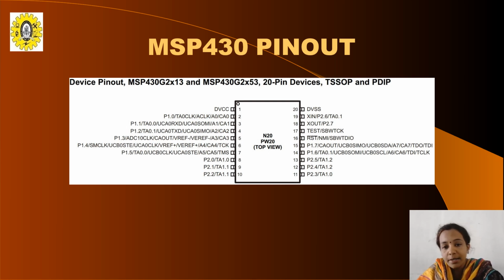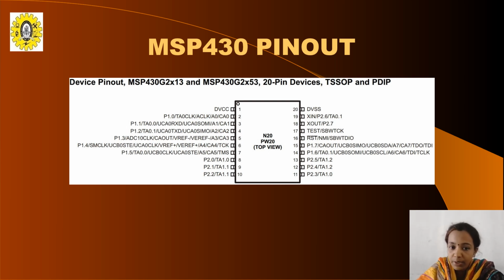So here this is the architecture with 20 pin devices. The MSP430G2x13 and MSP430G2x53 can be designed either with 20 pins or with 28 pins. The example that we are taking here is TSSOP and PDIP. So here the VCC power supply is there, VSS power supply is there, and the first one is port number 1. In port number 1 we have subdivisions from P1.0 till P1.7.